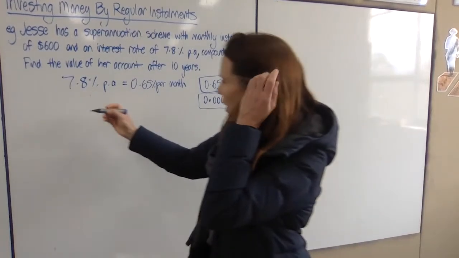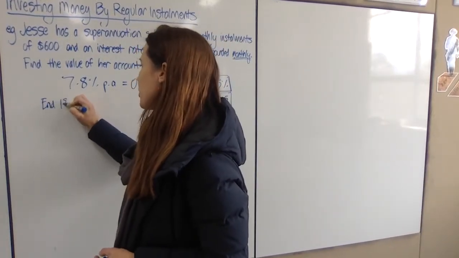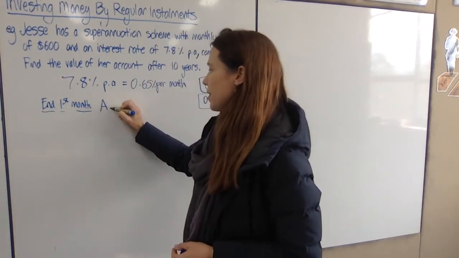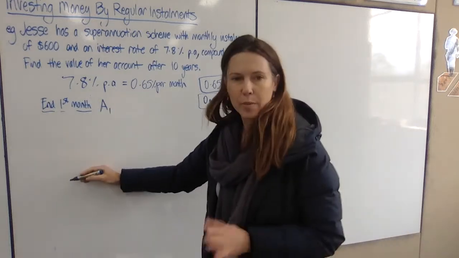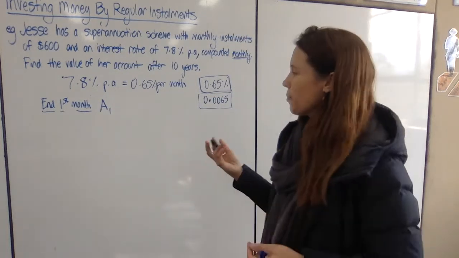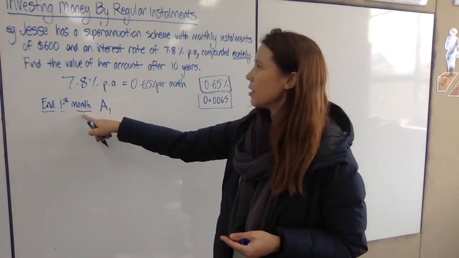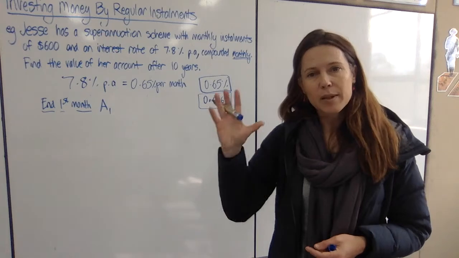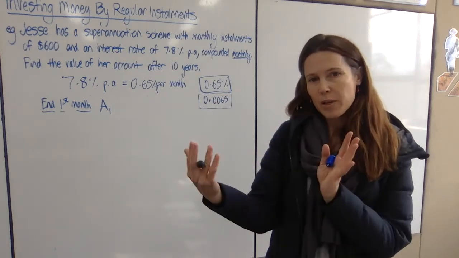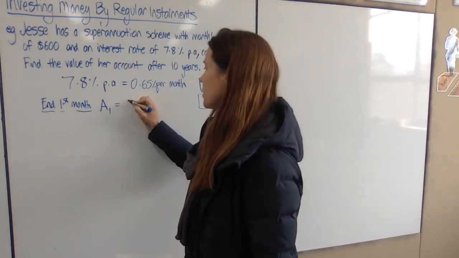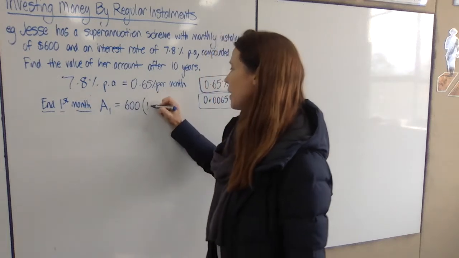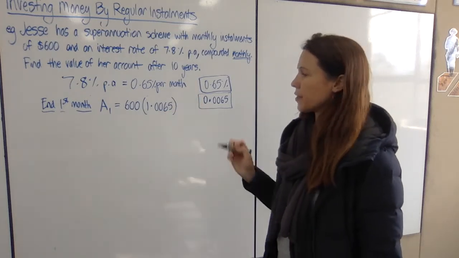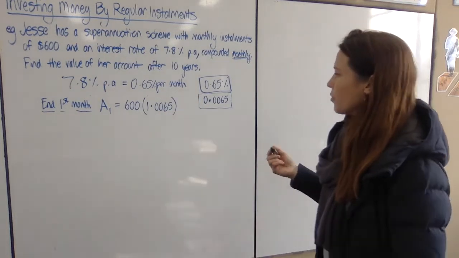All right, let's say at the end of the first month. Now I literally write this out, end first month, and then I'll write that that's my A1. That way later on I'm not confused about whether it's the start or the finish. Now at the end of the first month, Jessie will have already put the $600 in at the beginning of the month. So that's been sitting there for the whole month. So how big will it be now? Well, it will be $600 multiplied by 1 and a bit, and our bit being the 0.0065. That's how much money Jessie will have at the end of the first month.